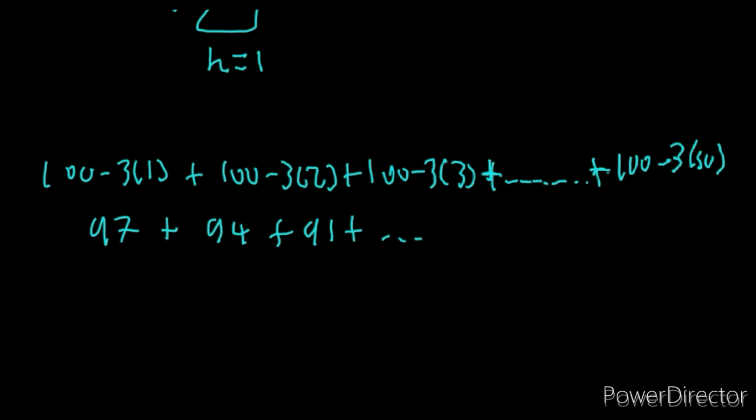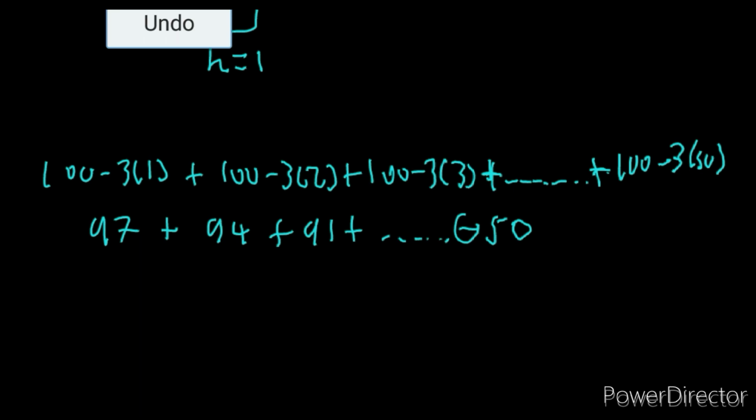And then we have plus dot dot dot. Then we're going to have 100 minus 3 times 50, rather, 100 minus 150, which is the same as negative 50. You can write negative 50 like this, but there's no need to write it in that form. We can just say negative 50 because this negative is the same as plus times minus.